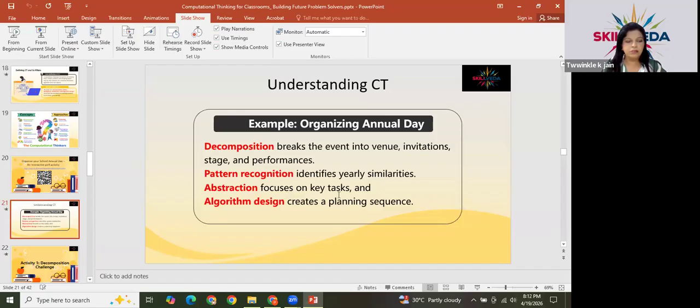Then abstraction: focusing on key tasks and ignoring all the irrelevant tasks which are not required. Last year, if it doesn't come out well, yes, leave it off. So focus on the main areas where we have to highlight it. Algorithmic design: create a planned sequence.